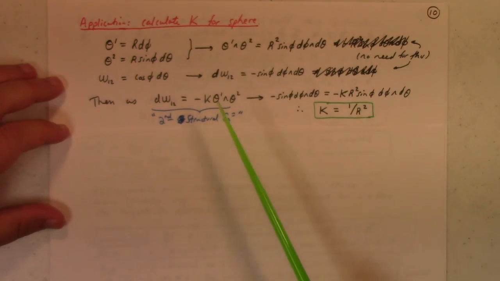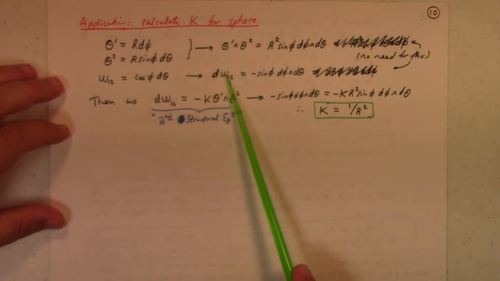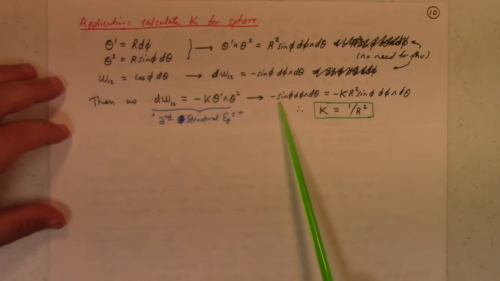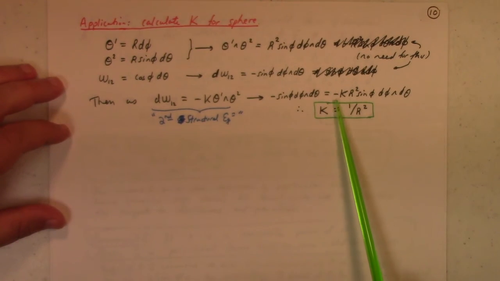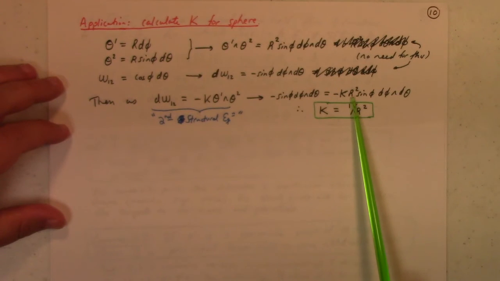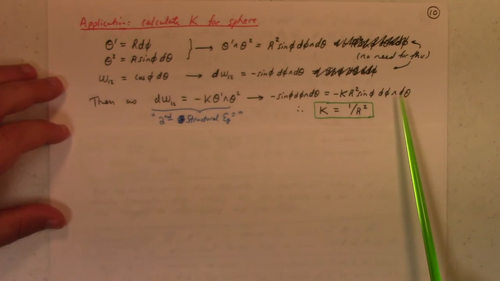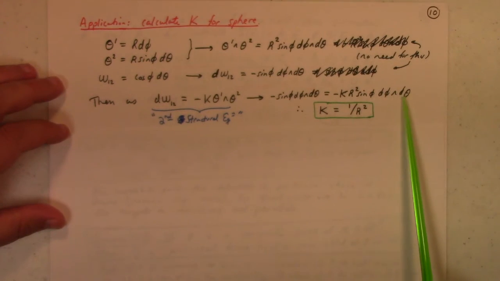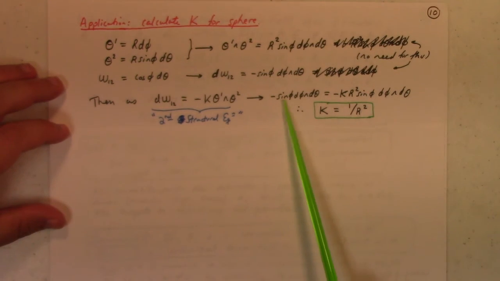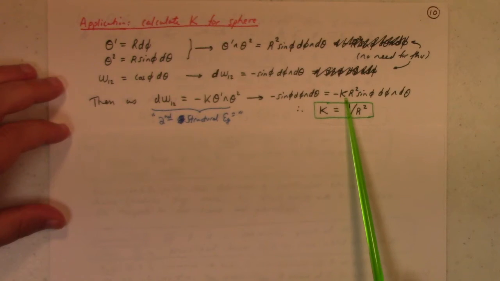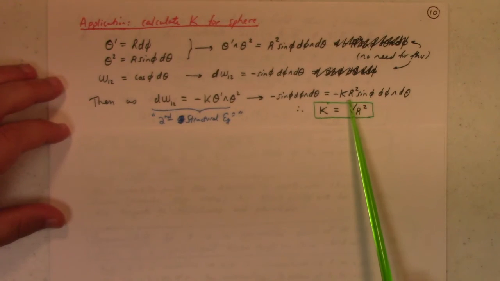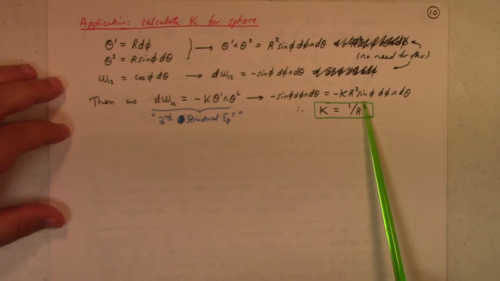But hey, the second structural equation says that this has to be equal to minus k times that, right? So that gives me minus sine phi d phi wedge d theta equals minus k r squared sine phi d phi wedge d theta. Of course, d phi wedge d theta is a non-zero 2-form, and so we can equate coefficients: minus sine phi to minus r squared times k times sine phi. Of course, then the minus and the sine phi cancel.